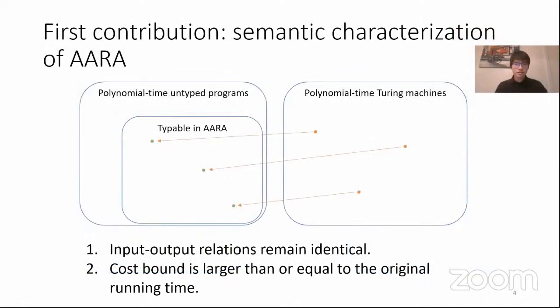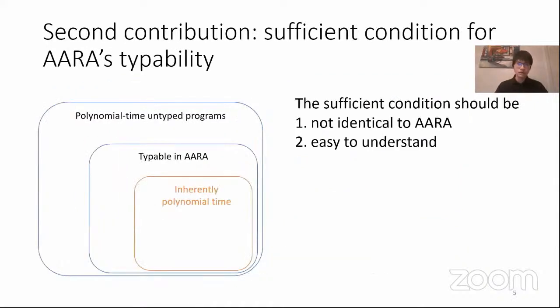To provide semantic characterization of ARA, we show that for any polynomial time Turing machine, it can be converted to a program typable in ARA. In this translation, the input-output relations remain identical. In addition, the polynomial cost bound of the new program is larger than or equal to the running time of the Turing machine. In other words, the polynomial cost bound of the new program is a valid bound on the running time of the Turing machine. For the second question, we propose a simple sufficient condition called inherently polynomial time. We also prove that it implies typability of ARA under some extra restrictions.